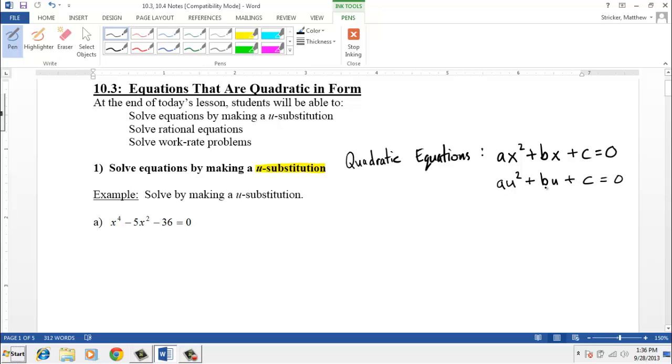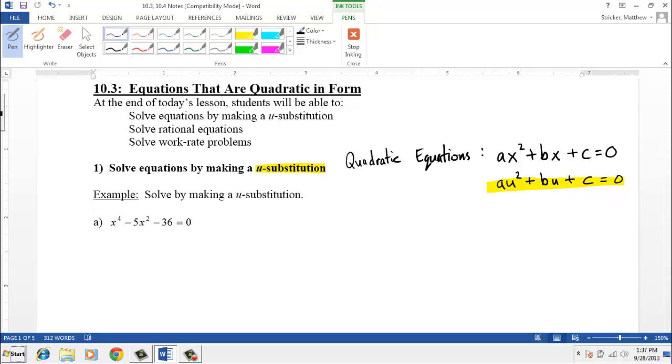Note A, B, and C, those are just numbers. Those are the same numbers that we pulled out when we were doing the quadratic formula. The variable is the U squared, and the U is the variable. And so you can see this still has quadratic form. The AU squared plus BU plus C, that's still an equation that's in quadratic form.